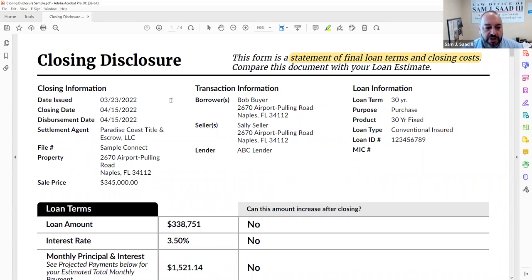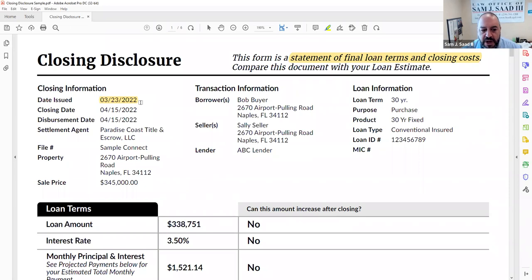But the closing disclosure gives us all the basic and pertinent information for the transaction right here at the top. You have the issue date, which I've highlighted here in the upper left-hand corner. This is the date the CD was issued by the lender. As you know, there's a three-day waiting period that the buyer has to sign the CD, and then 3 days later we can close.